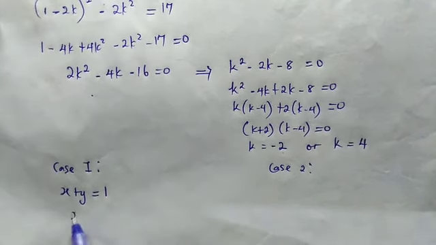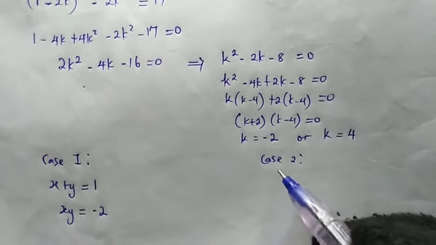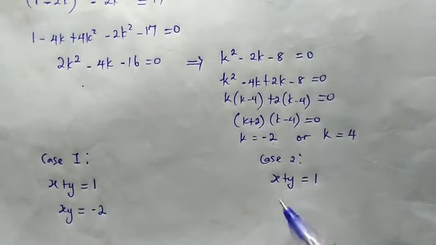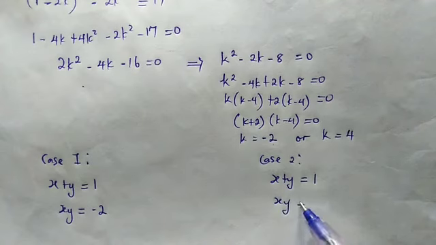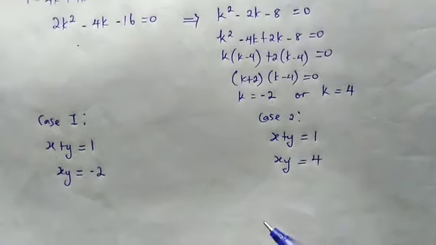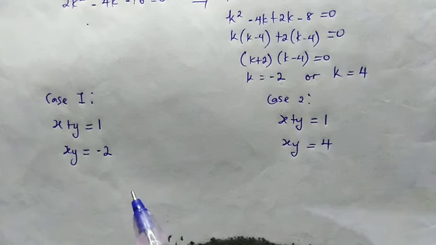And we have x times y is equal to, let's use the negative 2. And for case 2 here, we have x plus y is equal to 1. And we have x times y, let's use the other value, that is 4. So we're going to solve these equations for x and y.